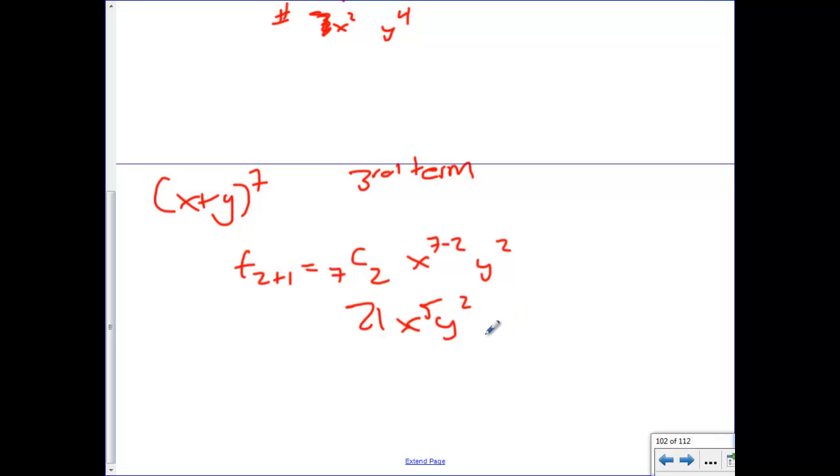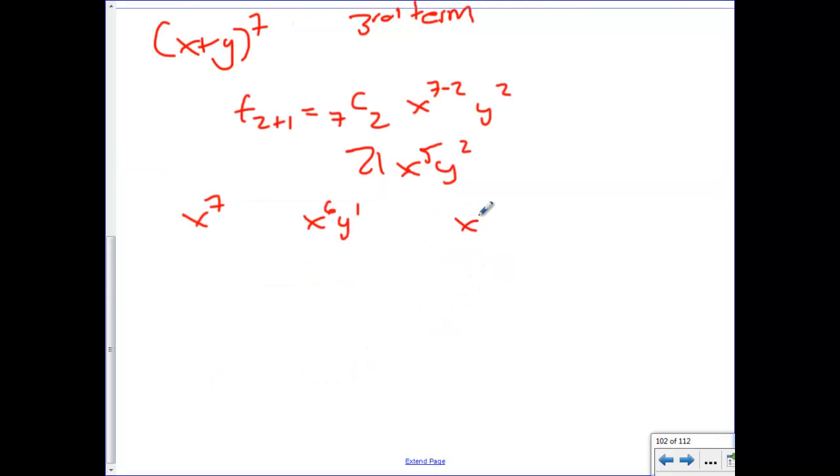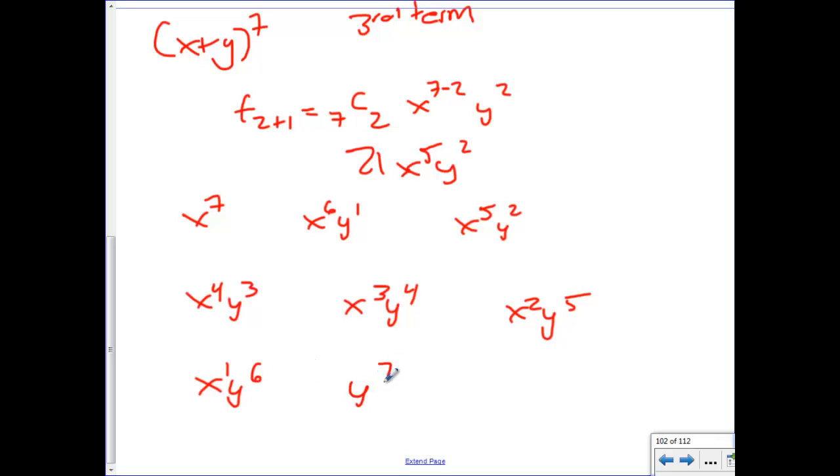Now, if you're asked to actually FOIL the whole thing out, I have a different strategy for you. The strategy would be to do this. Go x to the 7, then go x6 y1. Then go x5 y2. Then you're going to want x4 y3. Then x3 y4, x2 y5, x1 y6, and y7.